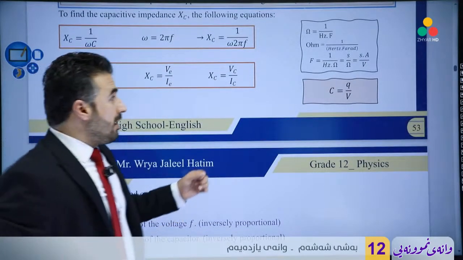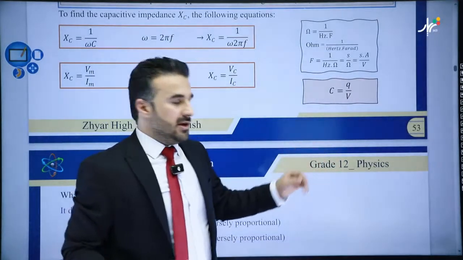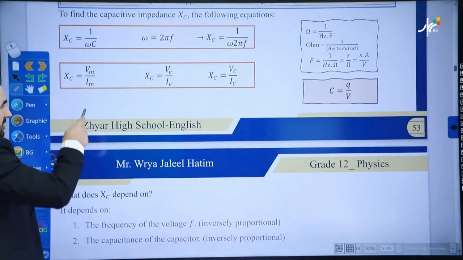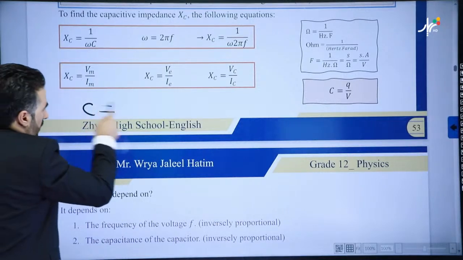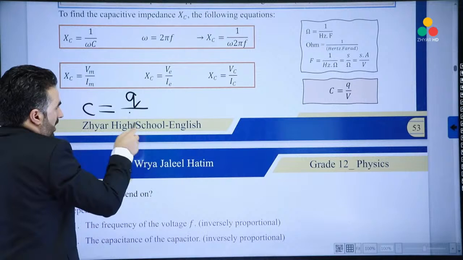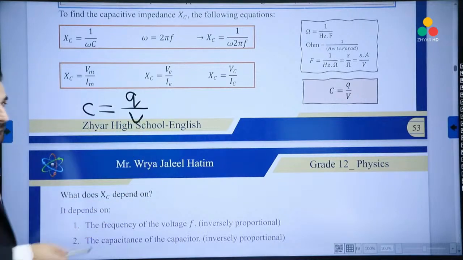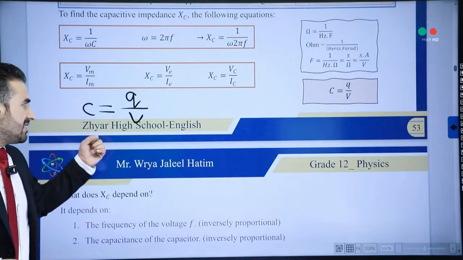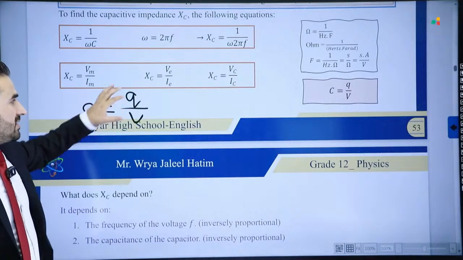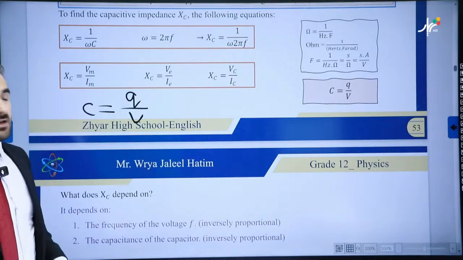The last thing I want to talk about is how we find, and I don't know why I haven't mentioned this one so far, the capacitance of a capacitor. That is grade 11, by the way. The capacitance equals the charge divided by the voltage across the capacitor. So when do we use this one? Whenever they ask you for the charge that is stored on the plate, you can use this equation to find it out.